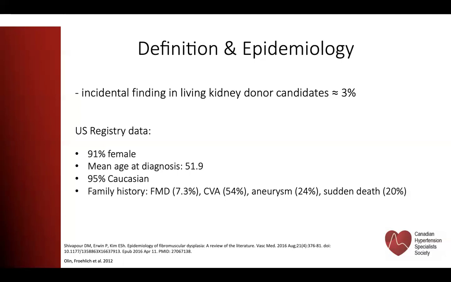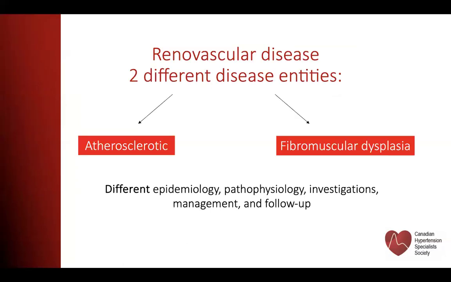And the pathogenesis of FMD is not well understood. It's likely a combination of genetic and environmental factors. There has been an association with smoking and FMD, and smoking is also associated with earlier onset and more severe disease.